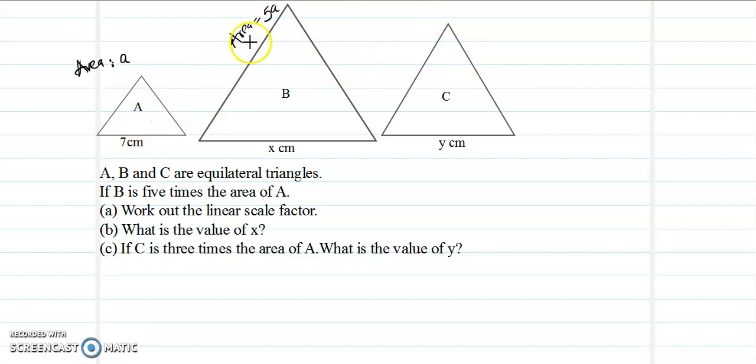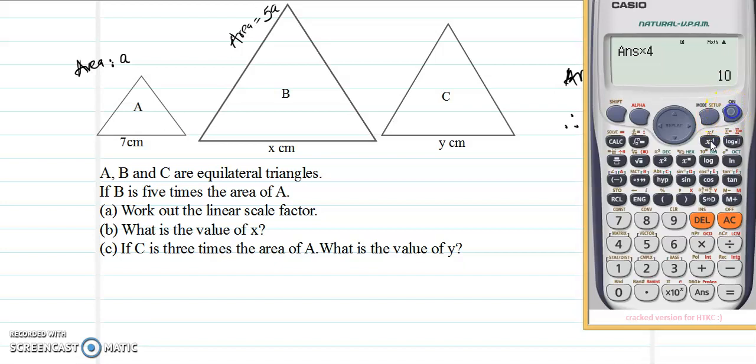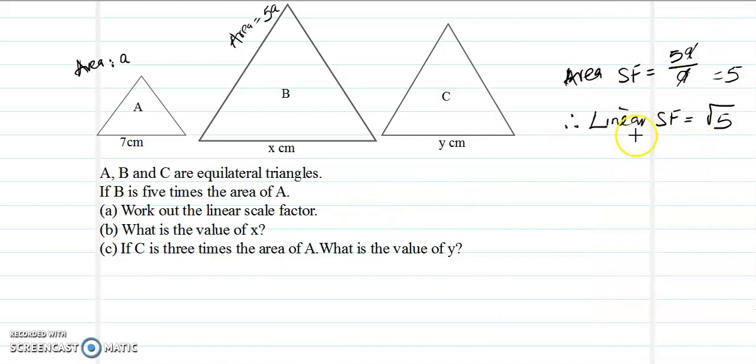Now from here, in these two, I can find my area scale factor. Area scale factor gives us area of the large one, 5a, divided by area of the small one, a. That gives us 5. This is the area scale factor. So for me to find the linear scale factor, I'm going to find the square root of this. Therefore, the linear scale factor is the square root of 5, which is 2.2 to the nearest 1 decimal place. So that's how we obtain 2.2.